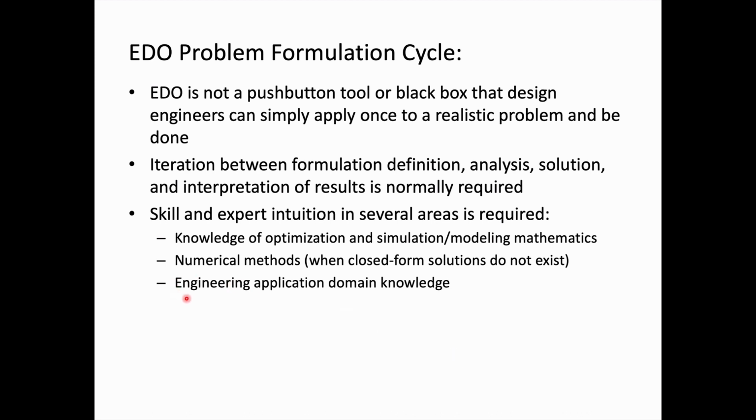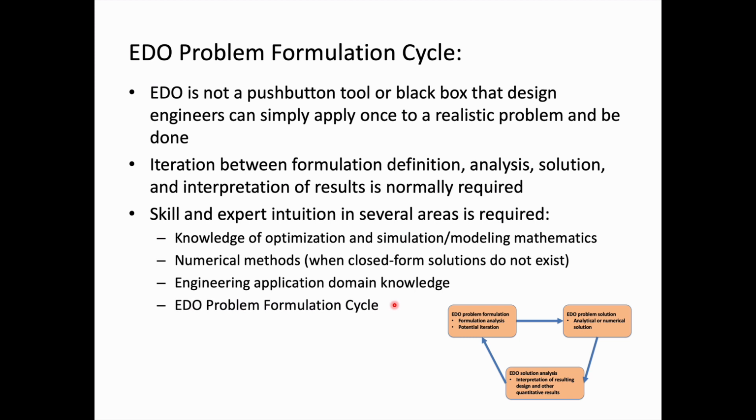This requires engineering application domain knowledge. You need to know something about the domain you're trying to optimize. And this is often a good opportunity for collaboration between someone, say, who really knows optimization and understands this problem formulation cycle and is working with someone who is an expert in whatever the engineering application domain is. You also need to know very well this engineering design optimization problem formulation cycle.